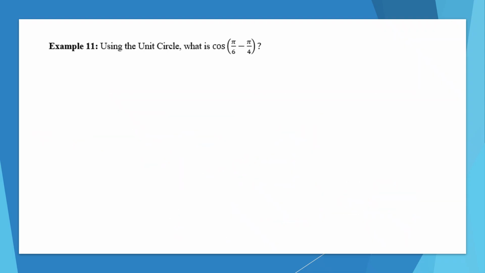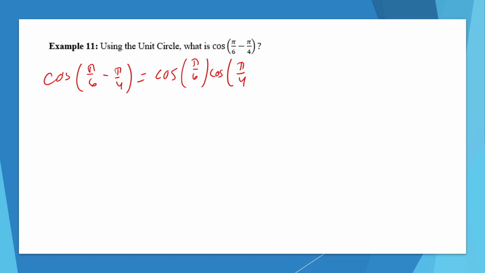Example 11, what is cosine of pi over 6 minus pi over 4? Here, using the cosine equation, it's cosine squared, so cosine pi over 6 times cosine pi over 4, minus sine squared, and remember signs change, so it should be plus here, and then sine pi over 6, sine pi over 4.